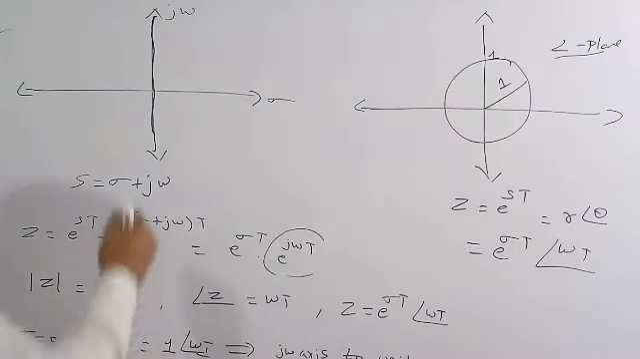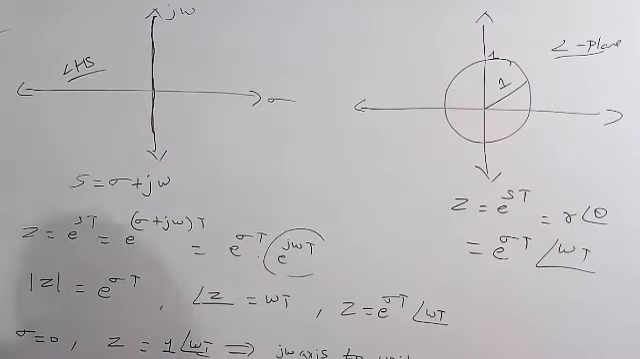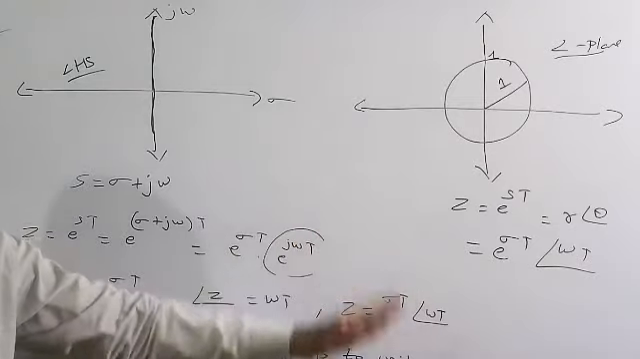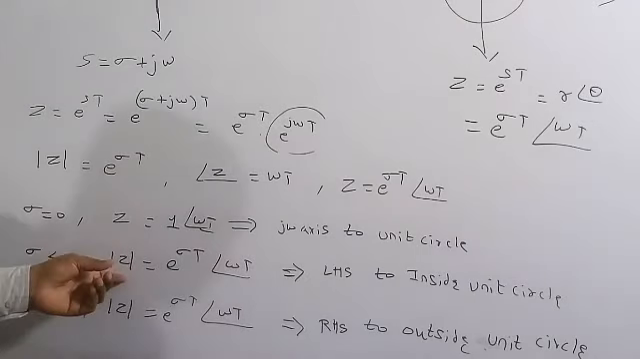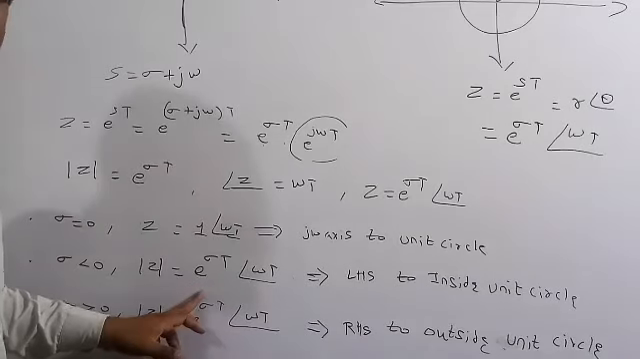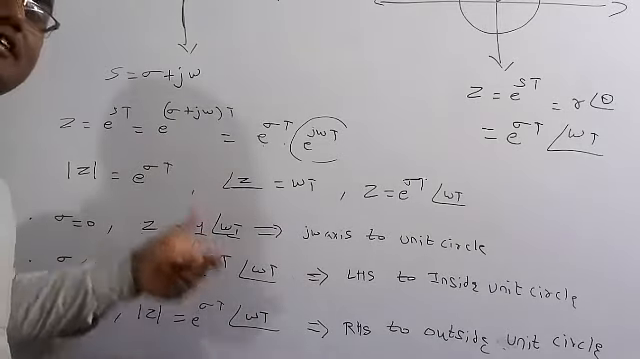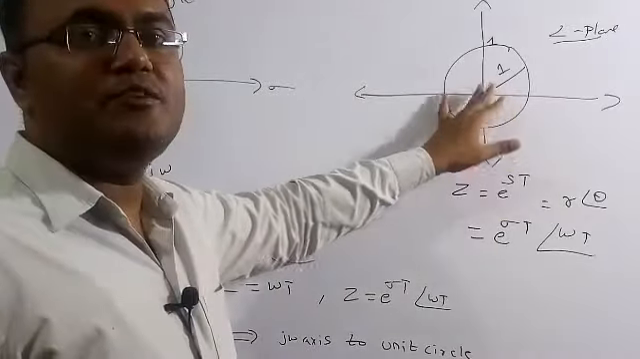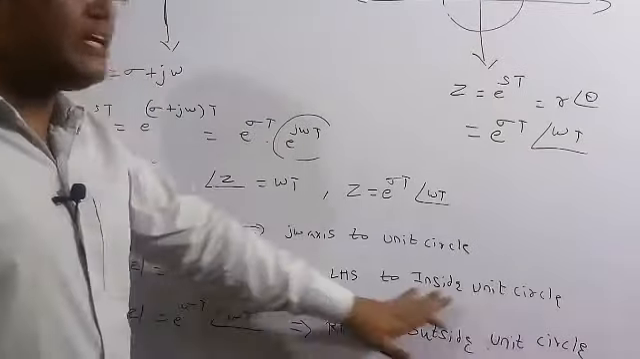Now we will see what is the behavior for sigma less than 0, meaning the LHS. So for the LHS, what is the behavior? Sigma is less than 0. When sigma is less than 0, e to the power of sigma t will become 1 by e to the power of the magnitude of sigma t, because sigma is negative, and 1 by anything greater than 1 is lesser than 1. So the radius is lesser than 1. So we are going to plot the LHS inside the unit circle, because the radius is less than 1. So the LHS is inside the unit circle.